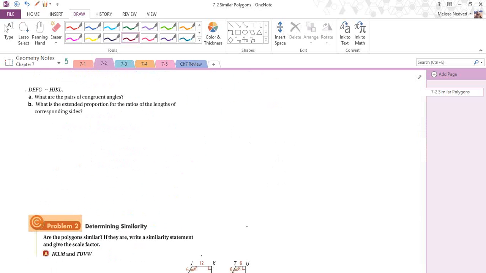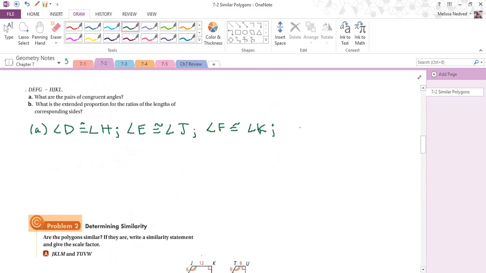HJKL, excuse me, I was misreading that and I was confused for a second. All right, so again, start by listing the corresponding angles, or the congruent angles will be corresponding. So our first two angles are congruent, which means angle D is congruent to angle H. Our second two angles are congruent. Angle E is congruent to angle J. Our third angles, angle F, congruent to angle K. And our last angles, angle G, congruent to angle L. Just strictly taking them from that similarity statement.